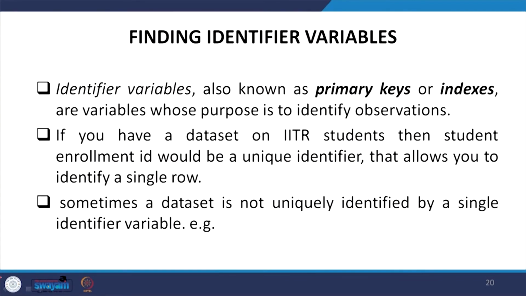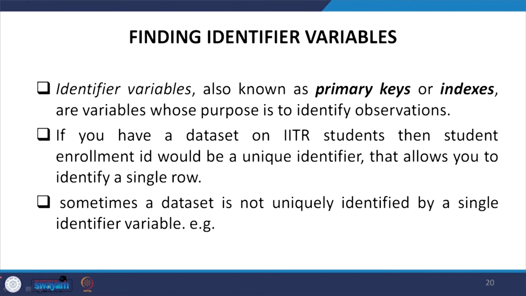Identifier variables, also known as primary keys or indexes, are variables whose purpose is to identify the particular observation in the row. Is it unique, or are there many observations of the same category? If it is not unique, then there will be some problem. Please hold for some time, in our lecture we will certainly clarify.